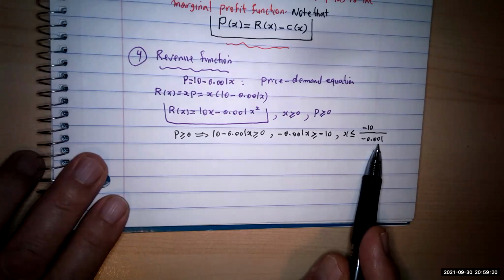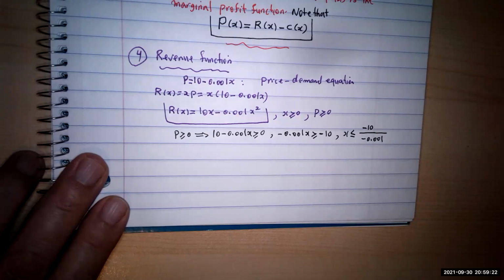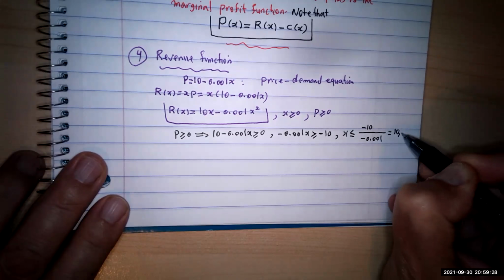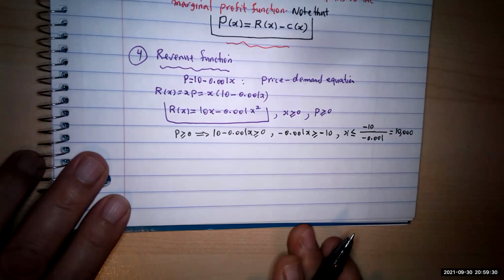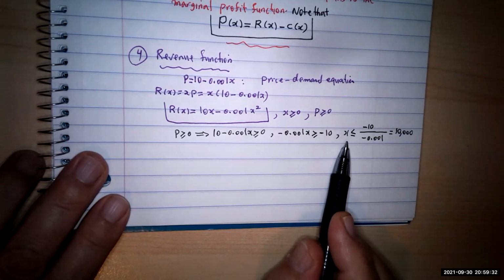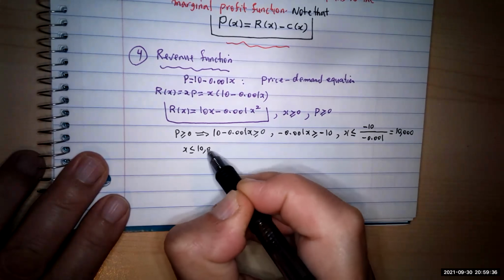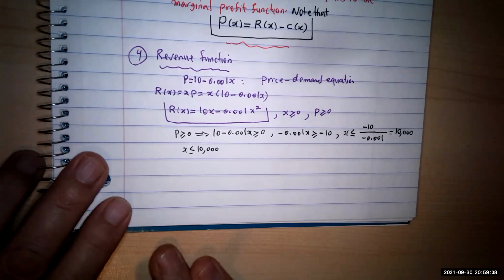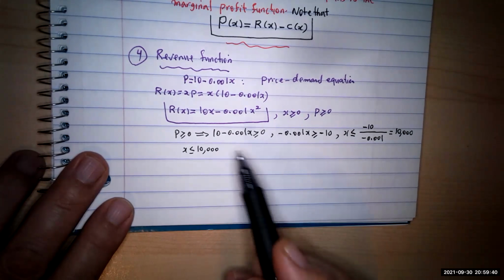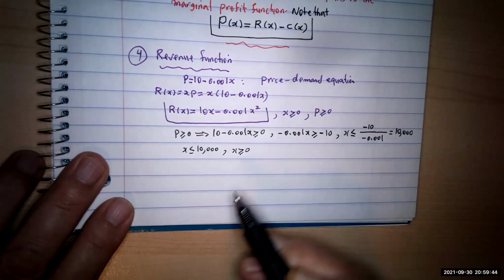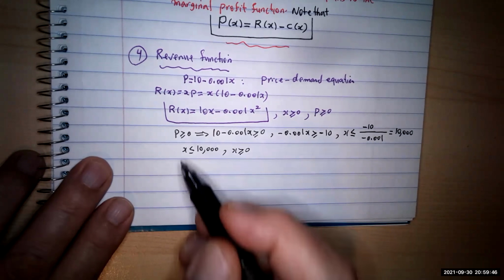Now negative over negative would be positive. There are 3 decimals here. You may put 3 zeros on the top or just use your calculator. So the result is going to be 10,000. Okay, so X must be less than or equal to 10,000. So what's the domain of your function? You see X must be less than or equal to 10,000 and X must be greater than or equal to 0.